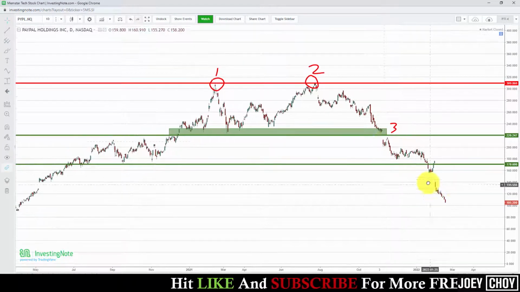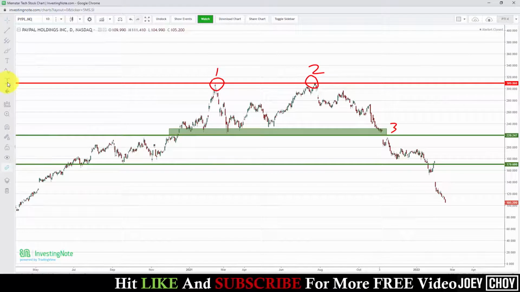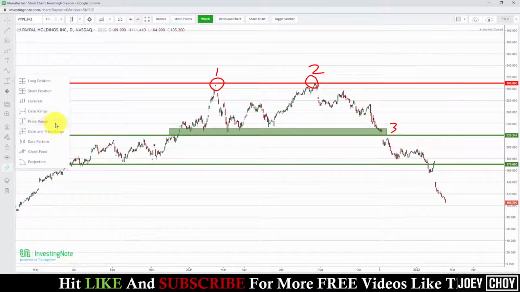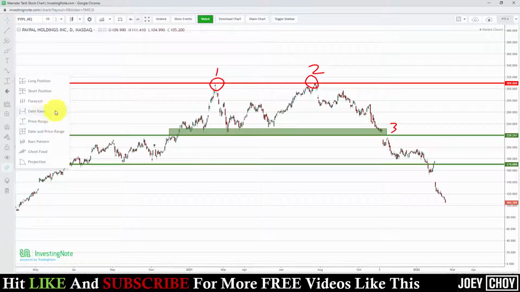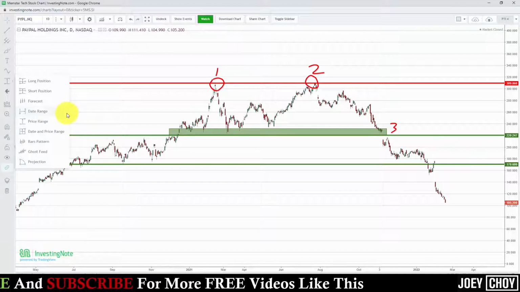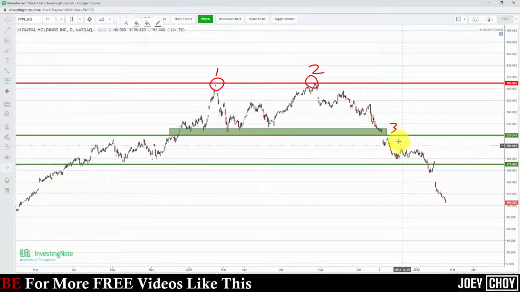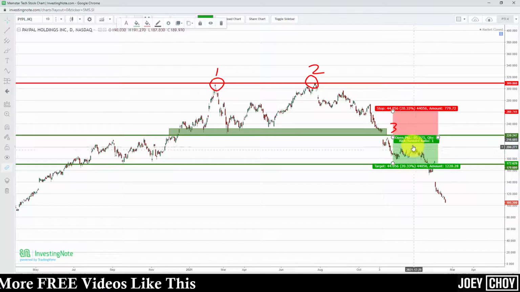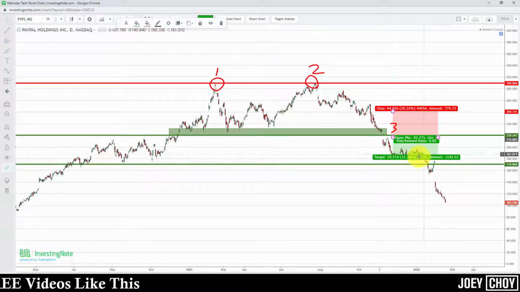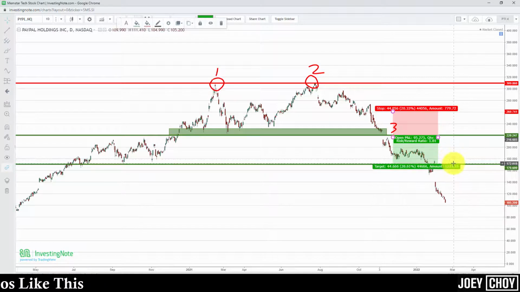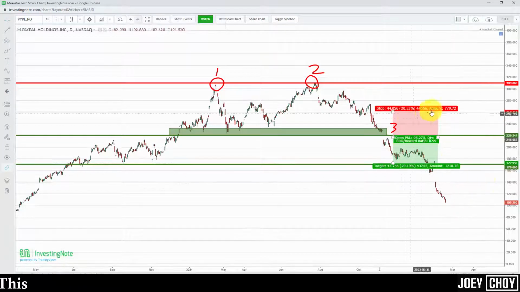So for example, if it does break this support level, we can form a plan to take a short position, because we have some confirmation of the double top pattern forming. So we can draw a short position right here. Let me just click on this. The downside reward could be all the way to about the next resistance level, about 170, and then your stop loss level.